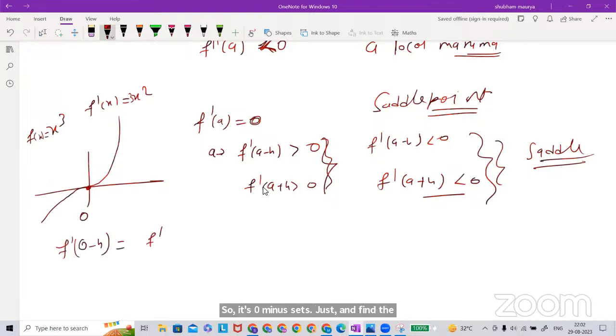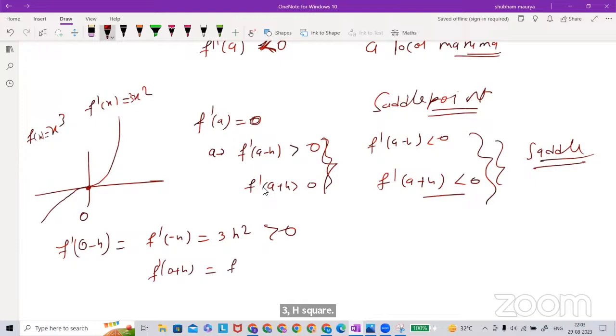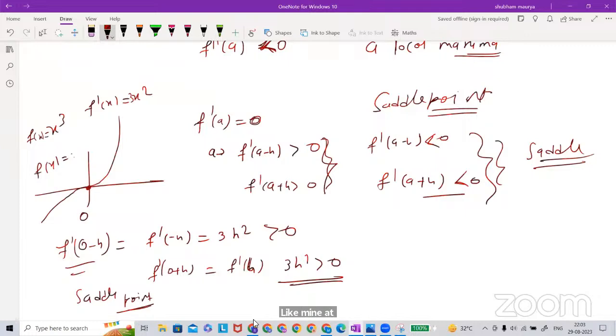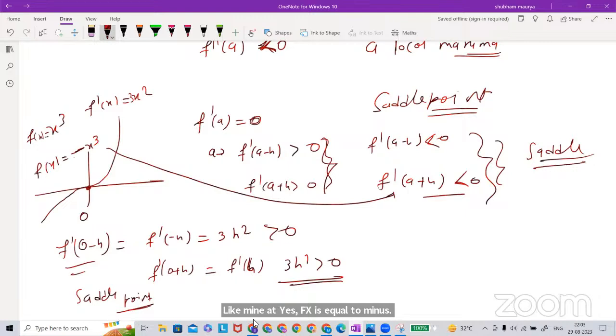f prime of minus h is going to be 3h square, which is greater than 0. On the right side, 0 plus h, f prime of h is again 3h square, which is greater than 0. So that's why it is going to be a saddle. By this way you can check. It could be the same with minus x cube: f(x) equals minus x cube, then this case will arise, but it will still be the same. 0 is the saddle point.